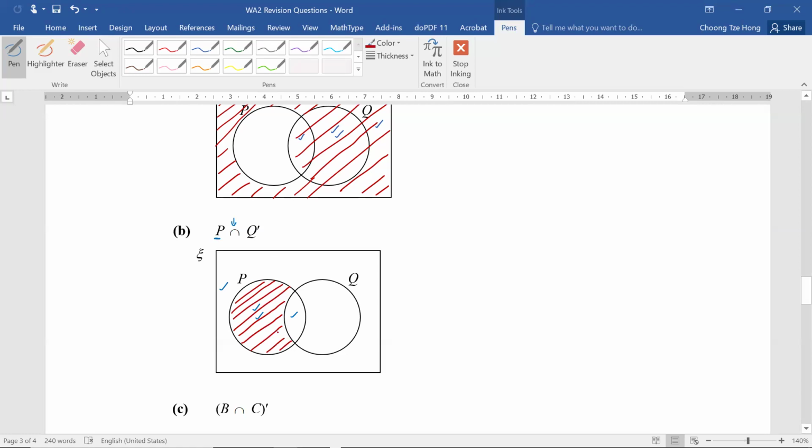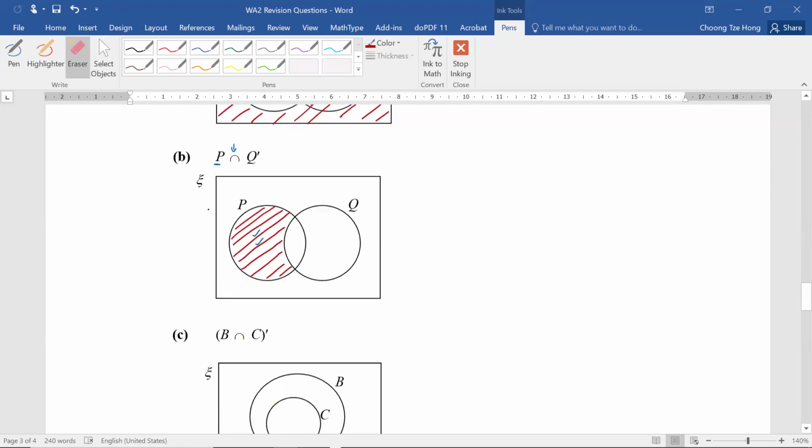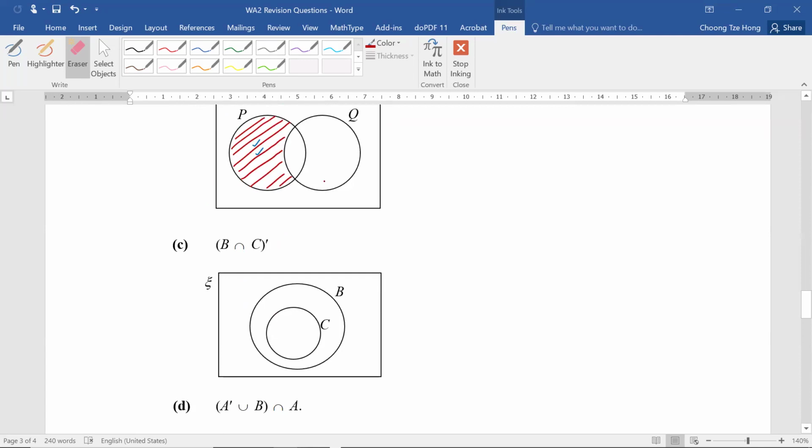You can erase the parts whereby you have placed one tick. Just keep in mind that for intersection, we are just going to take those regions whereby there are two ticks. Let's try to apply it to this other question.